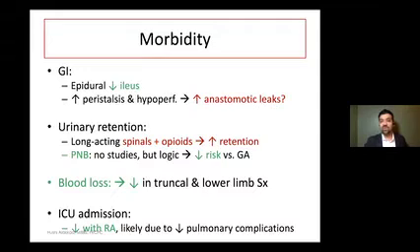GI effect, so epidural reduces ileus, so that's better. The patients pass gas earlier and maybe discharge earlier. But surgeons always complain that an increase in peristalsis happens because of this, and hypoperfusion because of hypotension, and there is an anastomotic leak.